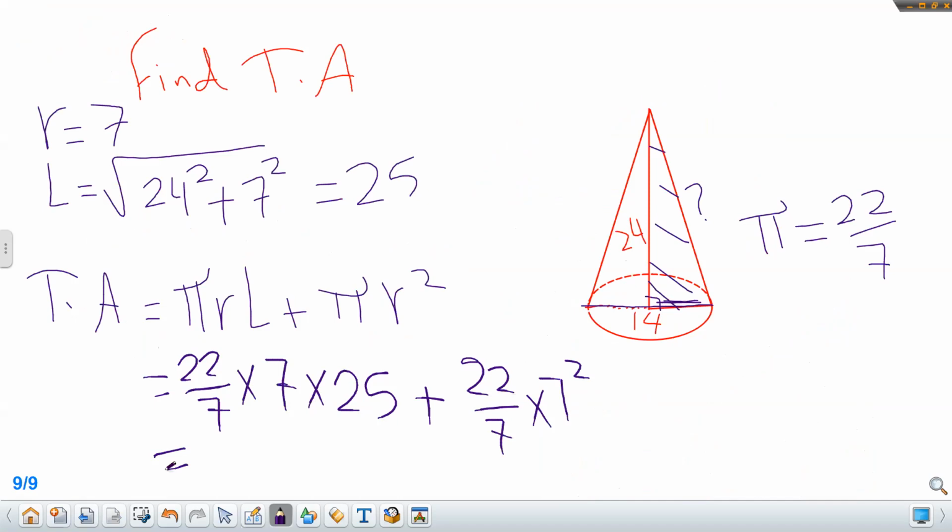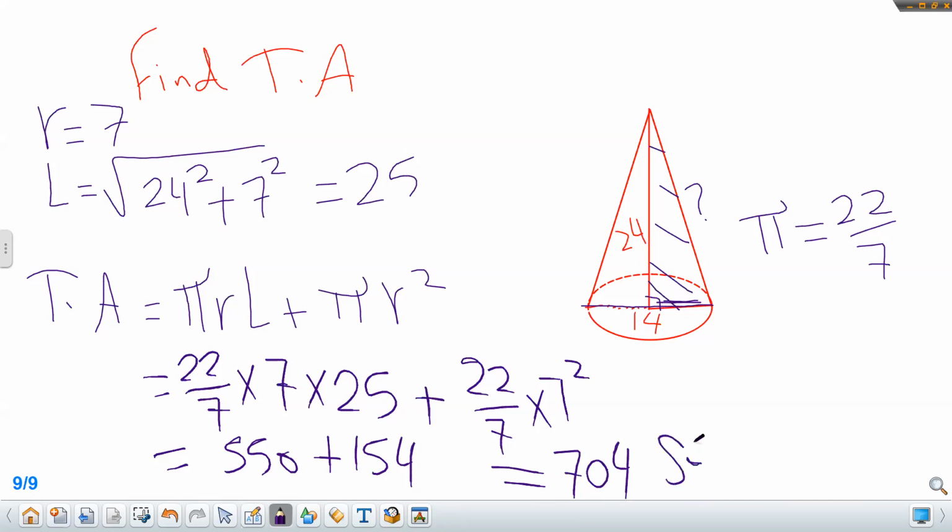First, you must multiply 22 over 7 times 7 times 25. It will be 550. Plus 22 over 7 times 7 power 2, it will be 154. Then add them, it will be 704. Here no units, so I will write square units because it's area. Square units.